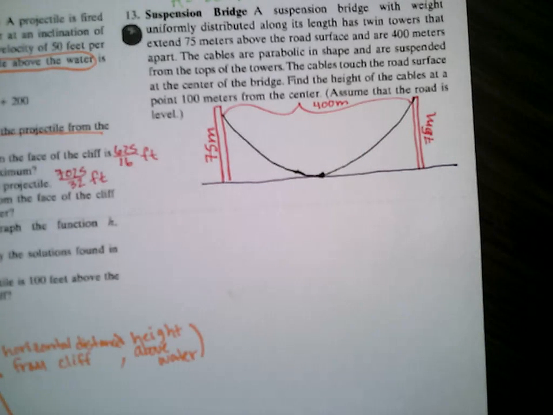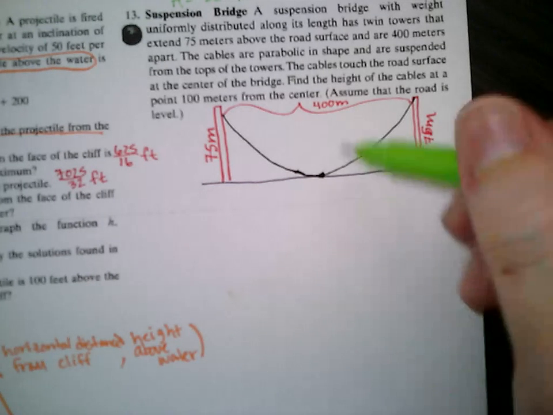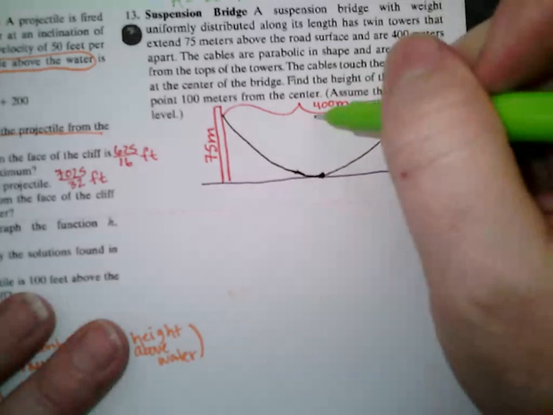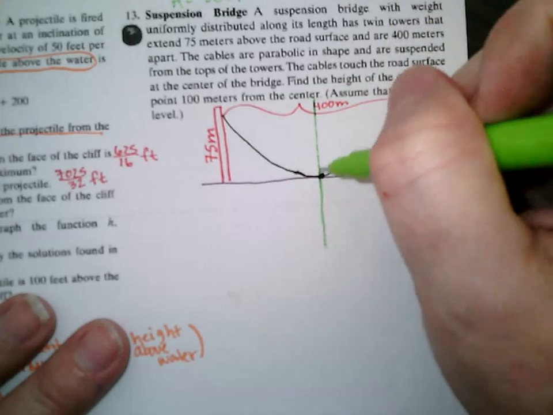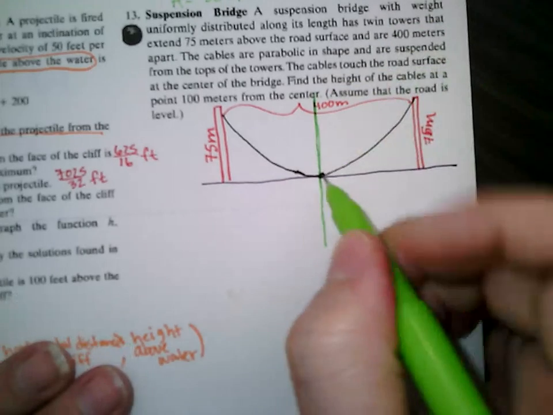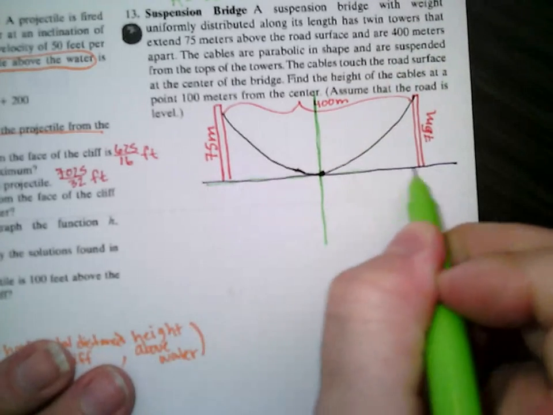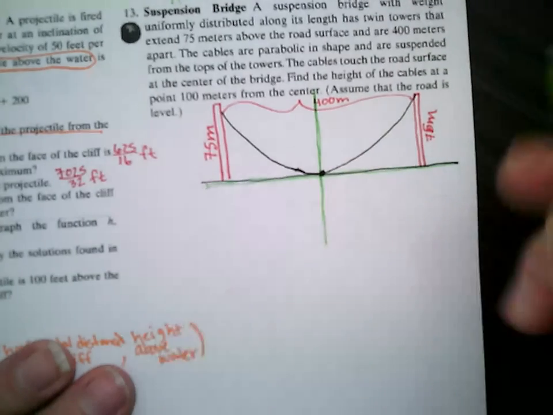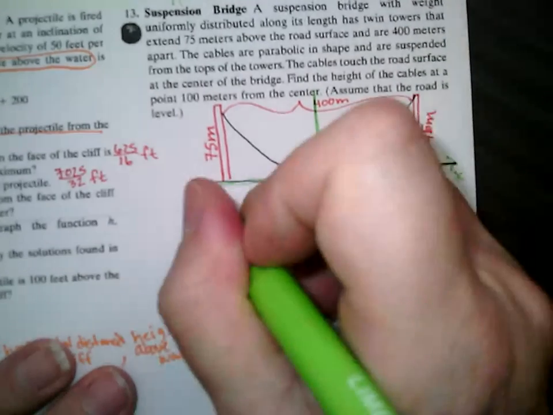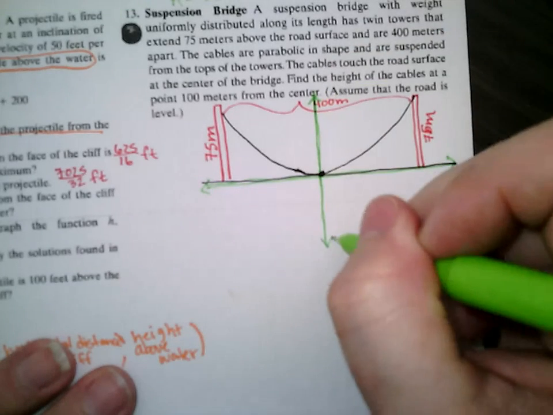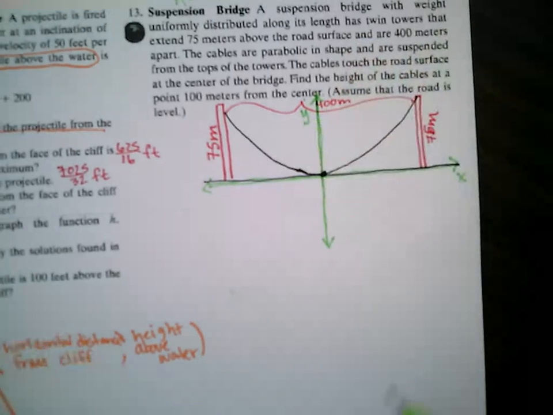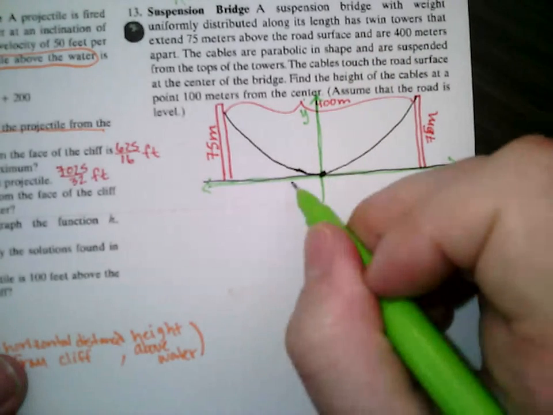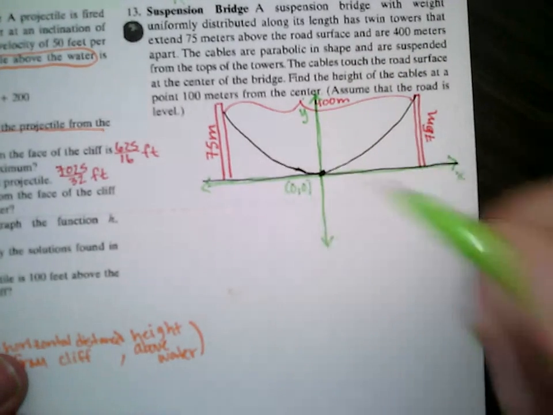So it'd probably be a good idea if we just orient ourselves from a point of reference through this center. So if I just go ahead and make this point here where my x and y axis meet. I'm going to make this the x-axis, the road, and then through the center of the bridge is going to be my y-axis. So that this ordered pair here would be 0, 0 because it's the origin.